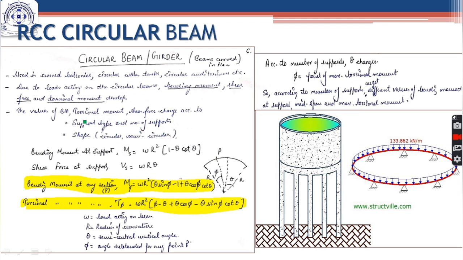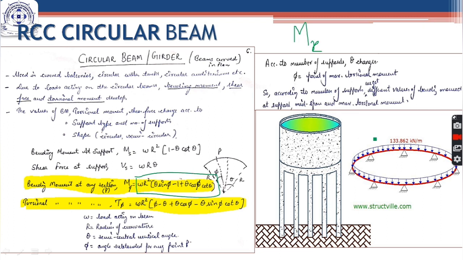This is the expression which has been highlighted in yellow. Bending moment at any section. If I consider any point P, for a rectangular beam we used to write the general equation as Mx, the bending moment at any point x is equal to dash. Now here I am writing bending moment at any section P is M phi, and its expression is WR square into theta sine phi minus 1 plus theta cos phi cot theta.